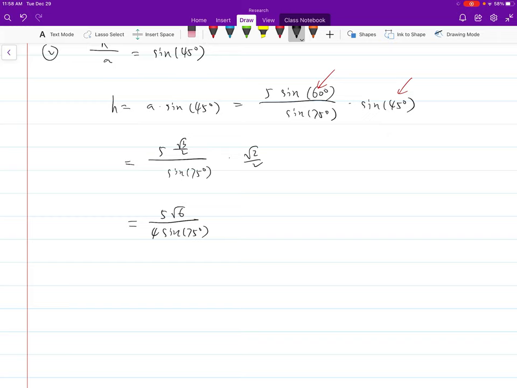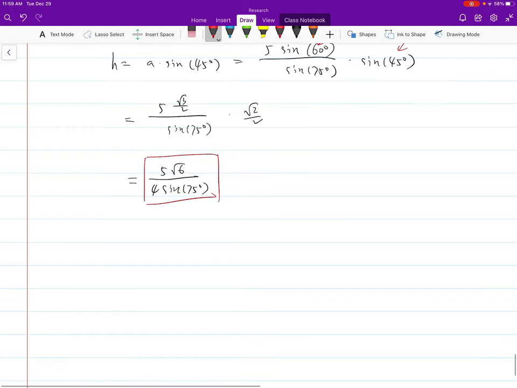And up to now, we don't have anything better other than using a calculator. But before that, knowing 60 degrees and 45 degrees, we can still proceed further. So for the exam, you can stop here. But for a calculator, roughly 3.17 miles. So, answer.